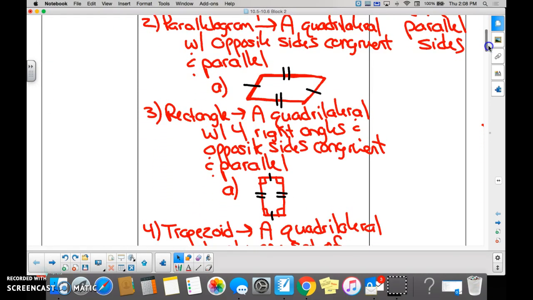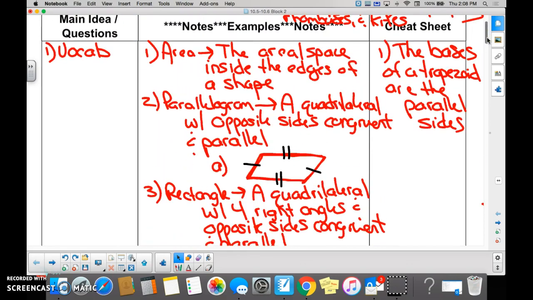All right, ladies and gentlemen, area is the space inside of a shape. It's the number of square boxes we can put in a shape, right? Yes. Okay, this is your video. I want your eyes on me, or eyes on the screen.